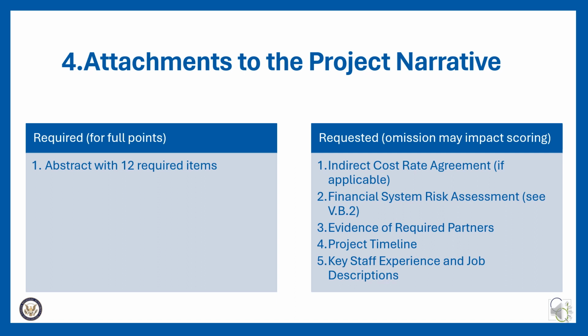This does not impact scoring. Don't attach one if you don't have one. The second is the financial system risk assessment, which it says also does not impact scoring, but you are asked to include it. And you can find that template and the instructions in section 5B2 of the FOA.